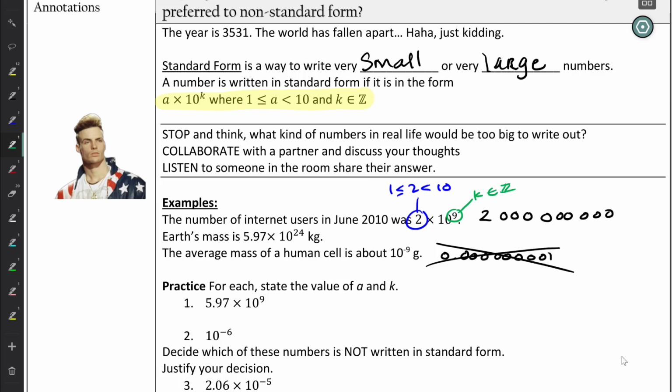Okay, the same is true with 5.97. 5.97 is a number between 1 and 10. Notice it does not have to be an integer. It can be a decimal value. It can be a rational number. But then the exponent is indeed an integer.